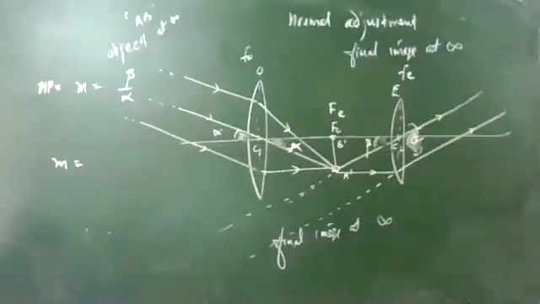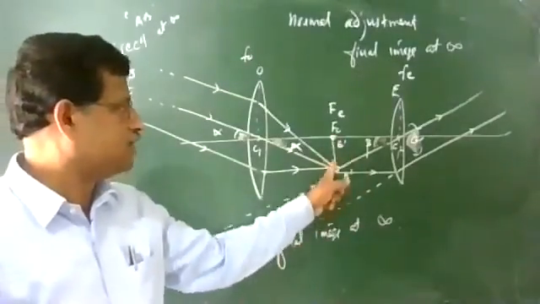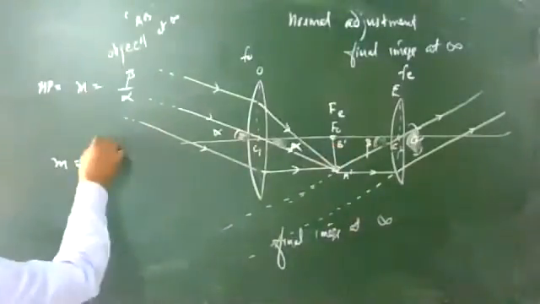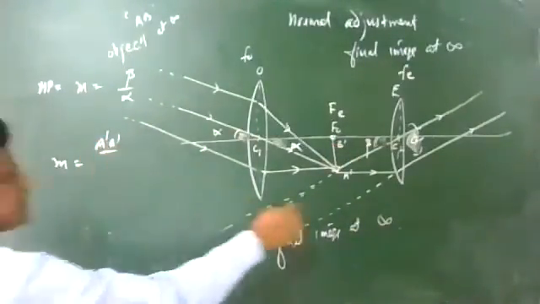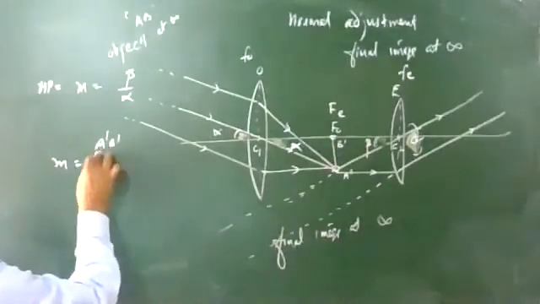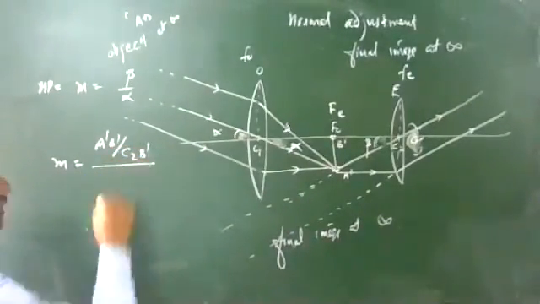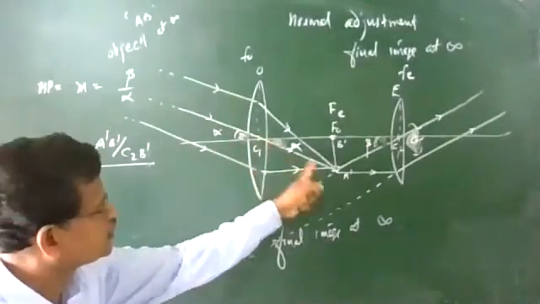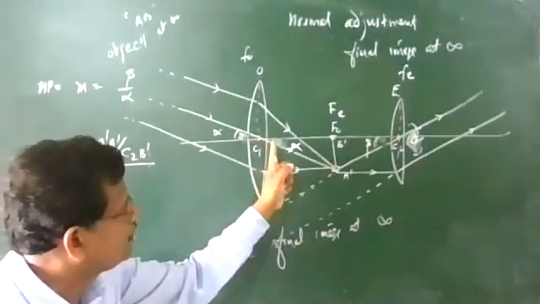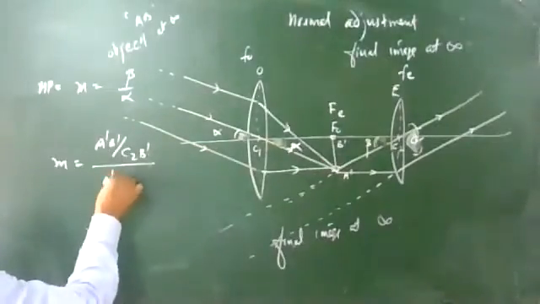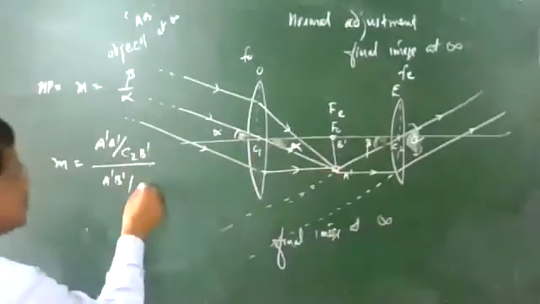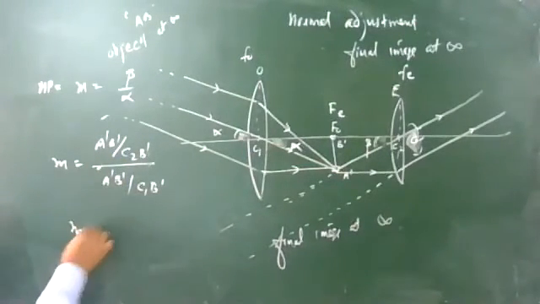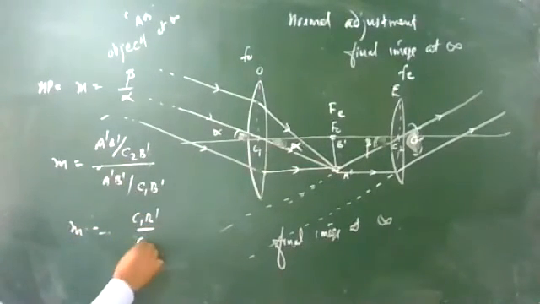From the respective triangles, tan beta and tan alpha can be calculated. From this triangle, tan beta is A dash B dash divided by C2 B dash, the horizontal side, that is C2 B dash. Alpha can be taken from this triangle: tan alpha is A dash B dash divided by C1 B dash. So A dash B dash cancels, and m equals C1 B dash in the numerator and C2 B dash in the denominator.